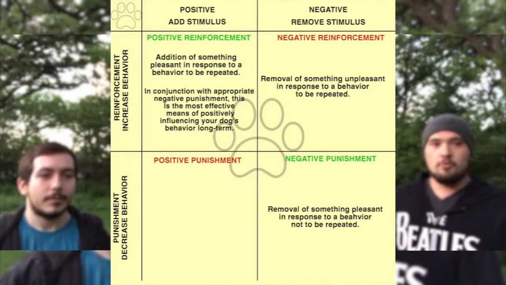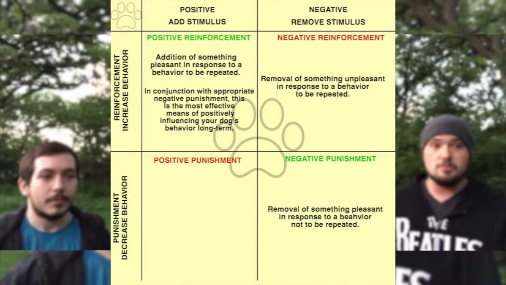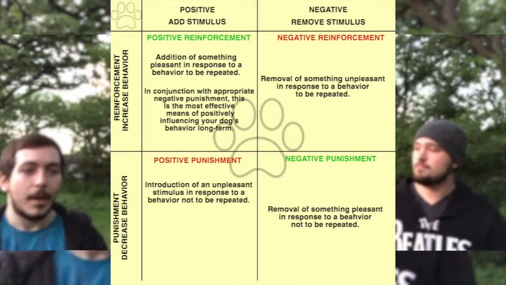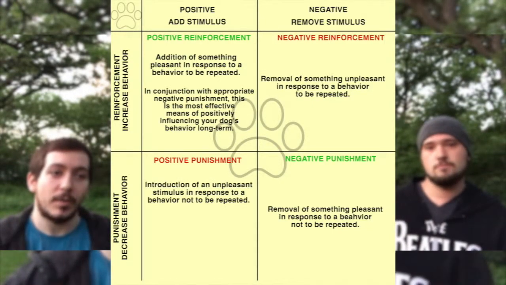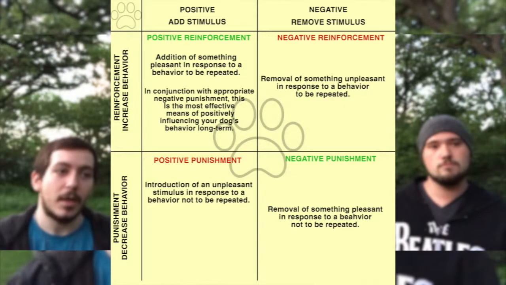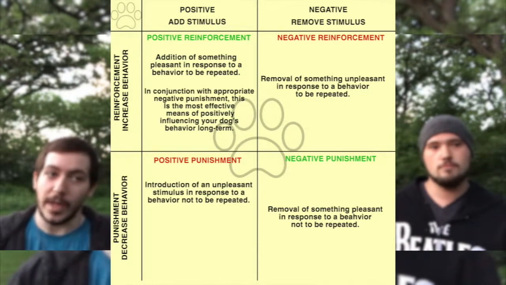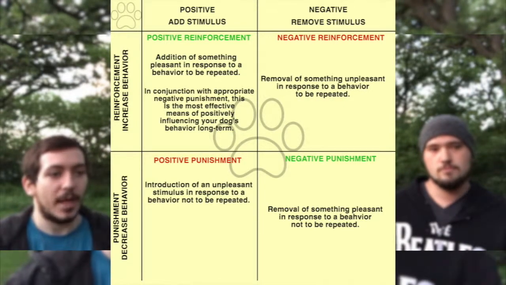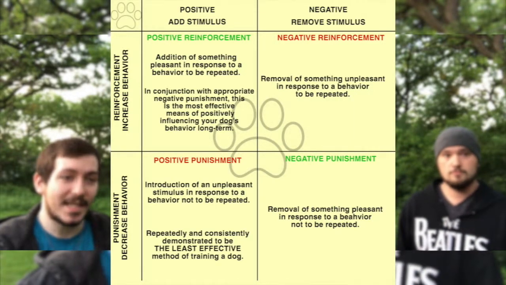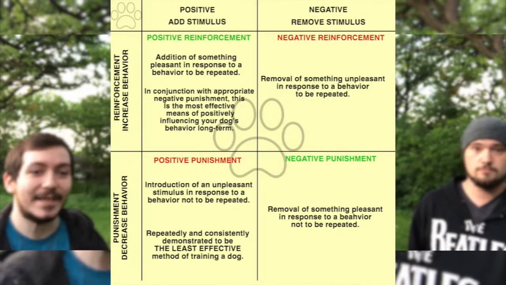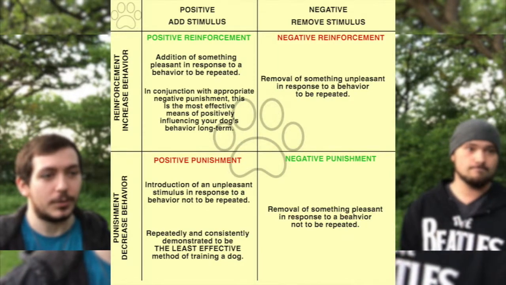Negative punishment is the removal of something pleasant, such as attention or toys, with the aim of discouraging a given behavior. Positive punishment is the introduction of an unpleasant stimulus, such as hitting or yelling, or buzzing or squirting or zapping with an electric collar, in hopes of discouraging a given behavior. This has been repeatedly and consistently demonstrated to be the least effective method of training your dog.